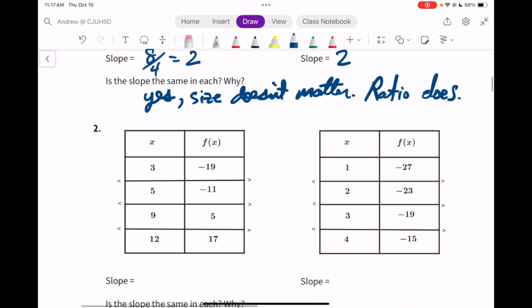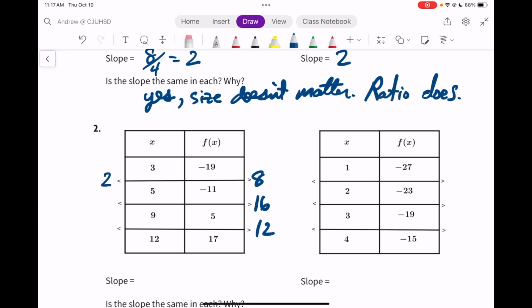Now, in a table, when we did this in Unit 1, we usually just looked at the change in the f of x. And this is changing by 8 here, from negative 19 to negative 11. But then it changes by 16, and then it changes by 12. What's going on here? Well, you have to look at the change of the x as well.